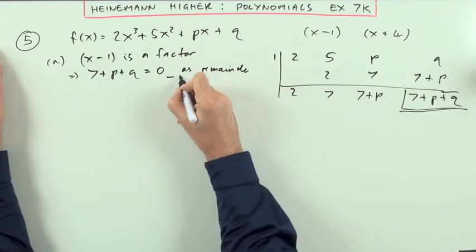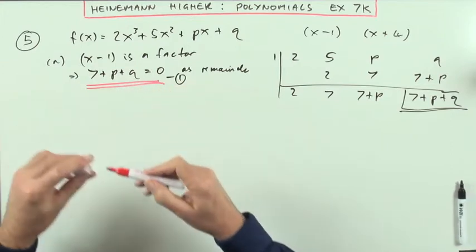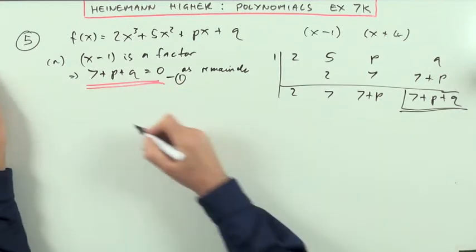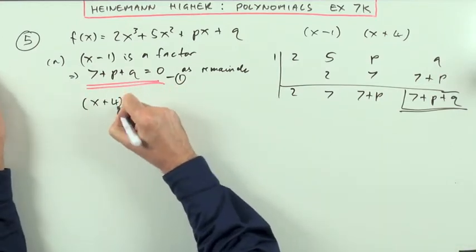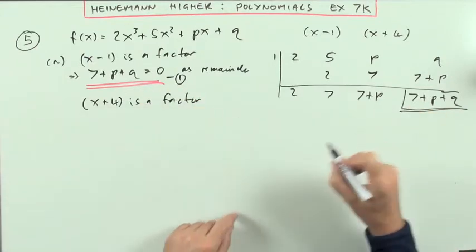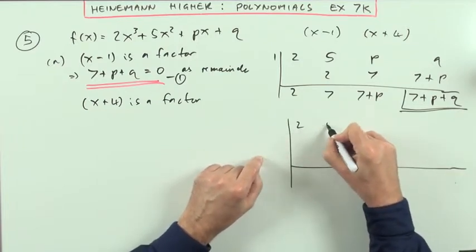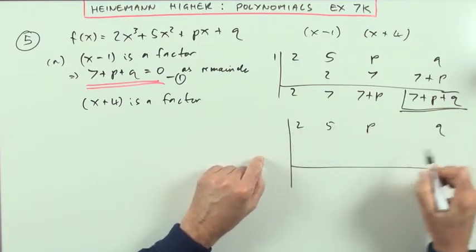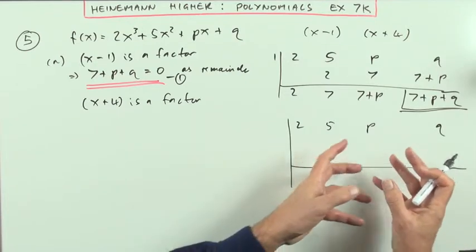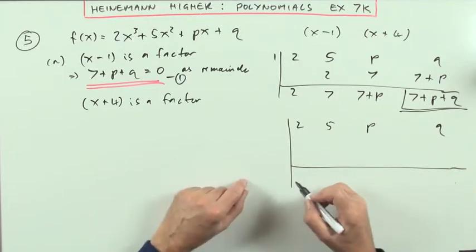And that gives me one equation. There's an equation with p and q in it. I also know that x plus 4 is a factor. So if I put x plus 4 into that, I'll do that down here. I've got 2, I've got 5, I've got p, I've got q, spacing it out more since I'm going to pick up this p and carry it on, so I'll need more space, there'll be a couple of terms.